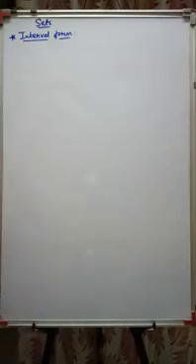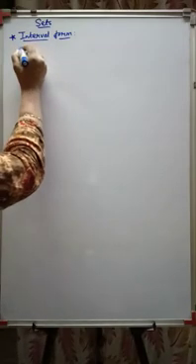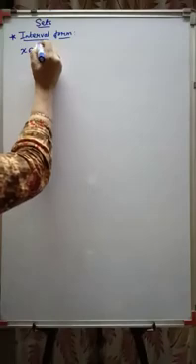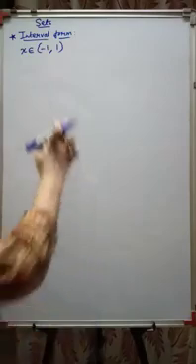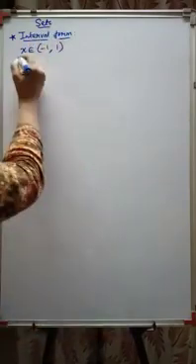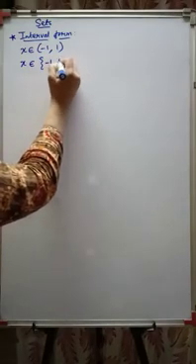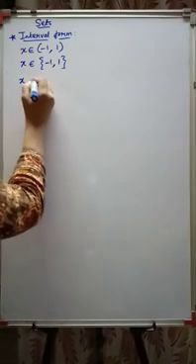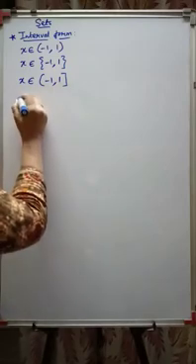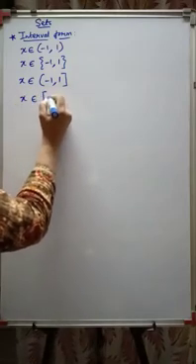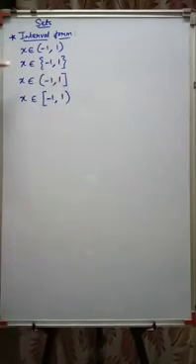Now, this is the interval form of a set. How do we represent it in interval form? Suppose I am writing x belongs to (-1, 1). What do you mean by x belongs to (-1, 1)? So these are different forms of intervals you can see here.